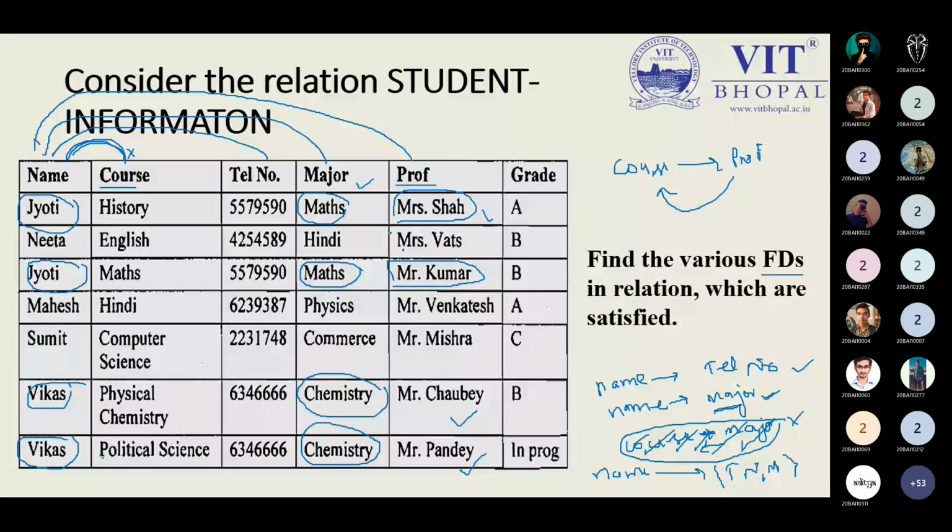Name and course, grade and course. I can take name and course, and the grade depends on them. So grade is determined by name and course. Grade depends on the name and course. Can we write it like this? Any other changes, you can tell me.